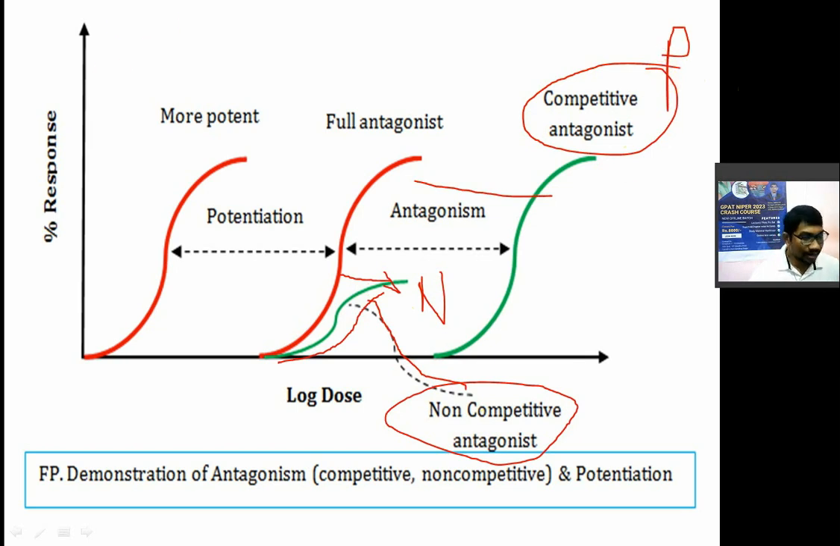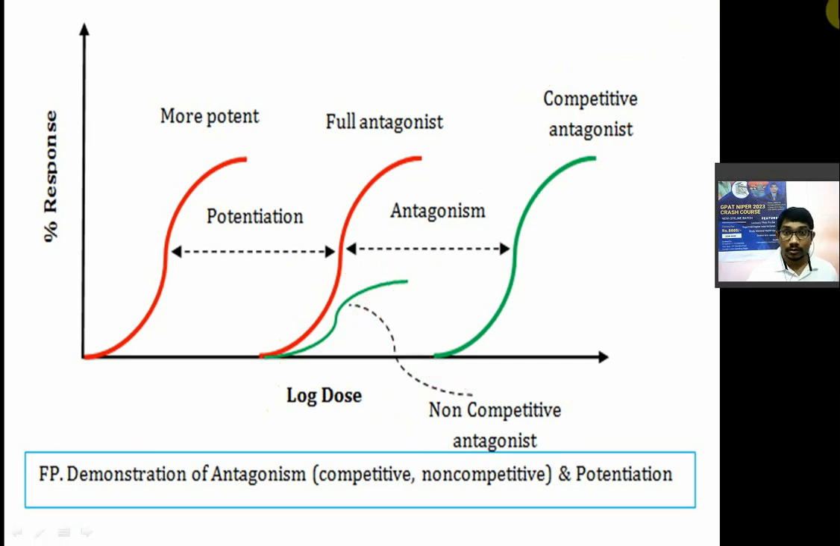Parallel shift of the dose response curve towards the right side is done by the following. The options were competitive antagonist, non-competitive antagonist, partial agonist, etc. So remember, a competitive antagonist will shift the dose response curve towards the right side parallelly. A non-competitive antagonist will also shift the response curve towards the right side, but non-parallel. Now the next concept you have to write down. So, full agonist.